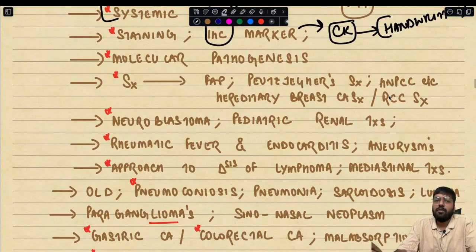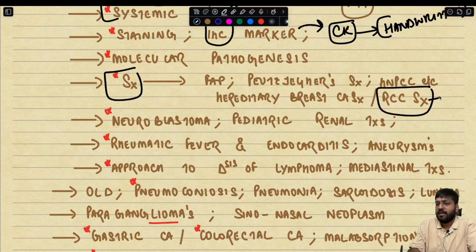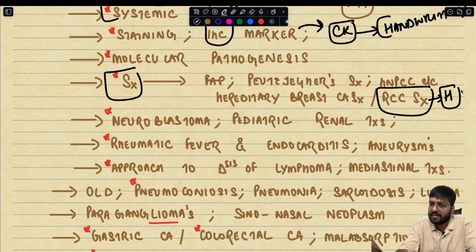Then they might ask you to discuss the molecular pathogenesis of any, for example, molecular pathogenesis of brain tumors or of breast tumors. Any molecular pathogenesis of any chapter, for example, pancreas, endometrial carcinoma, ovaries, any of them can be asked in the exam. Now the syndromes: different syndromes like familial adenomatous polyposis, Peutz-Jeghers syndrome, HNPCC, hereditary renal cell carcinoma syndrome or breast carcinoma syndrome. The hereditary RCC syndrome is again discussed under the heading of handwritten notes. You can see from there.